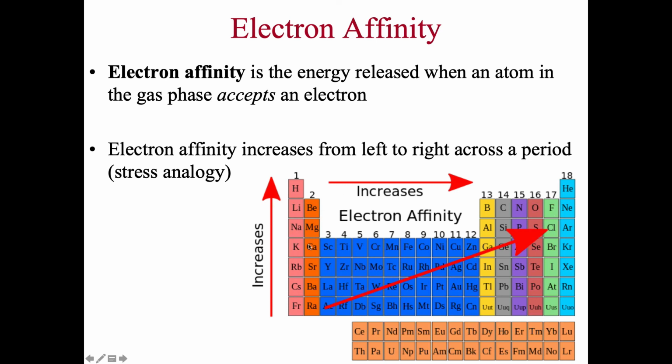And think about the metals here. Well, these are going to lose electrons anyway. They're sure not going to gain them, right? And so that's why their electron affinity is very low and why it increases from left to right.